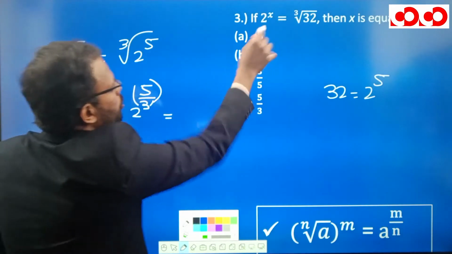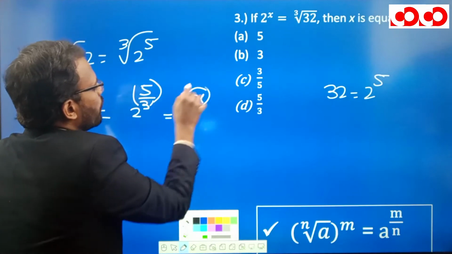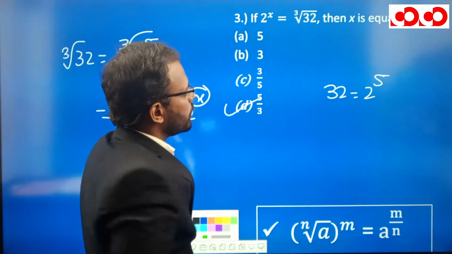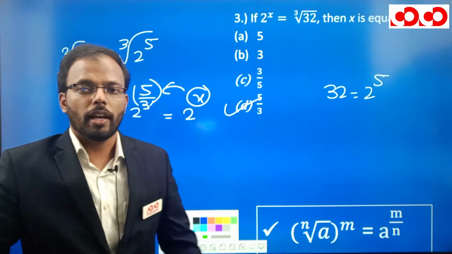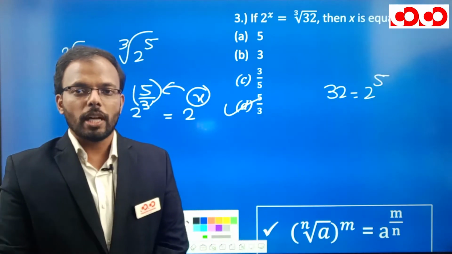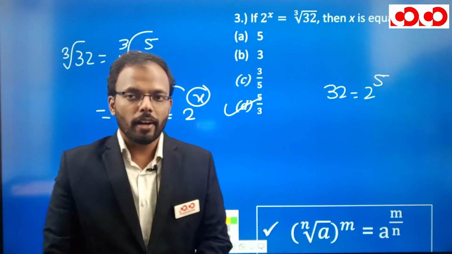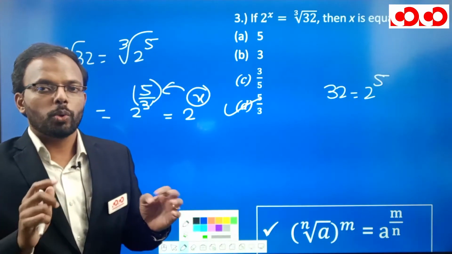And this is equal to 2 to the power of x. We need to find x. So what will be x? 5 by 3. D option is the correct answer for this question. Again, another very easy concept based on the formulas of Surds and Indices. Let's move on to the next question.